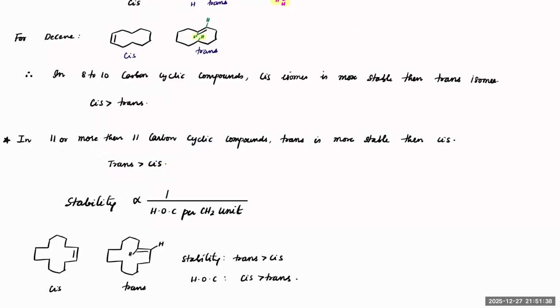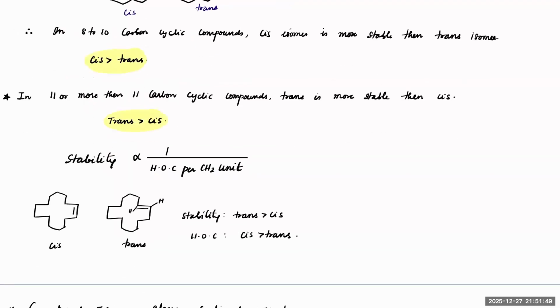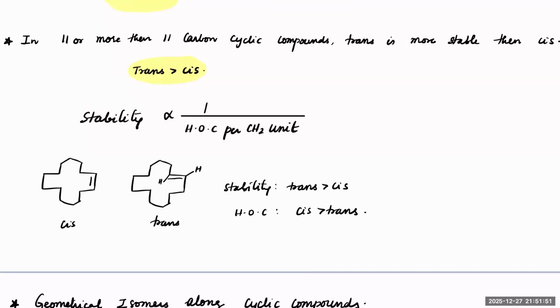Very important, everybody. Remember, 8 to 10, cis isomers are more stable in cyclic structure. 11 onwards, trans is more stable than cis isomers in cyclic structure. And notice that stability usually depends upon heat of combustion per CH2 unit. That's the experimental way of judging which one is more stable or not. You have to check per CH2 how much amount of heat of hydrogenation we are getting.